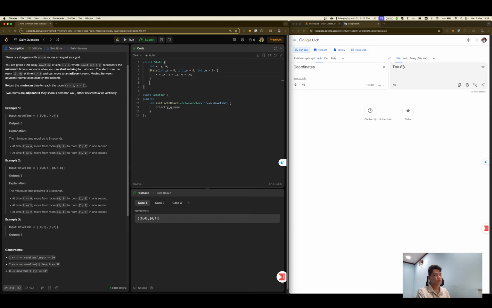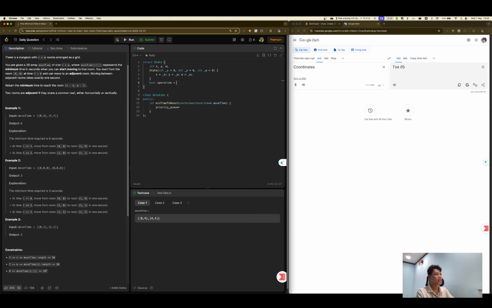Okay, and we need to put it in a priority queue to get the minimum. So we need to implement the operation. I don't know, I'll write it and see if it's true or wrong, because it's been a while since I used C++.